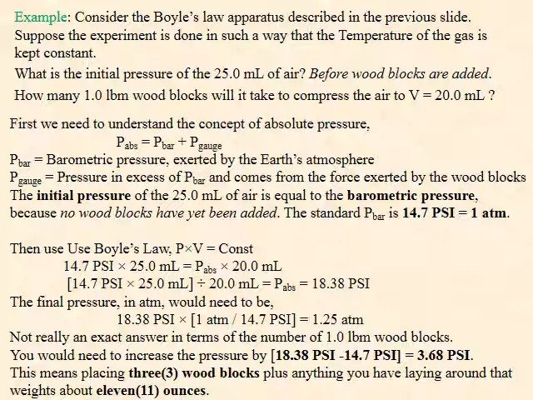1 atmosphere is equal to 14.7 pounds of force per square inch. The answer is not exact in terms of the number of woodblocks required to produce the required gauge pressure of 3.68 pounds of force per square inch. To compress the 25 milliliters of air to a volume of 20 milliliters, you would need to put 3 blocks of wood plus some other object that weighs about 11 ounces.